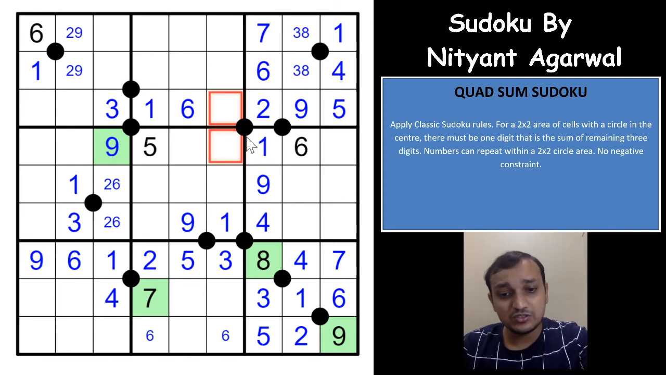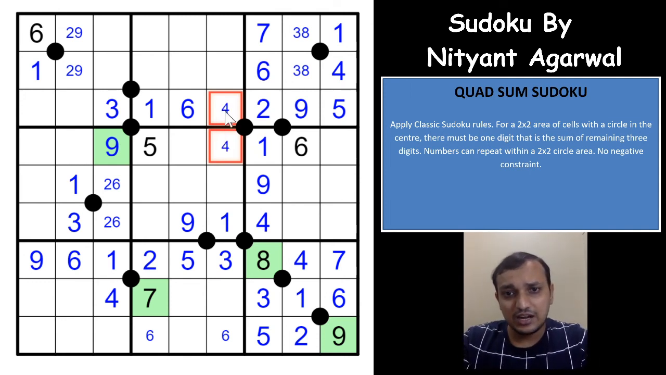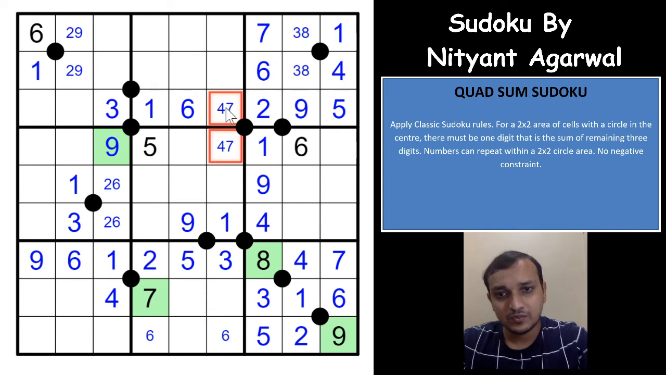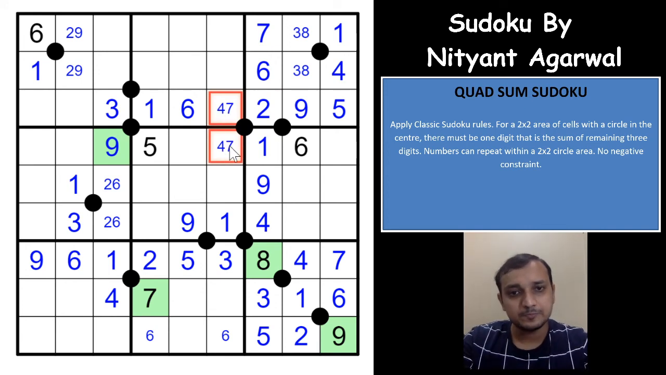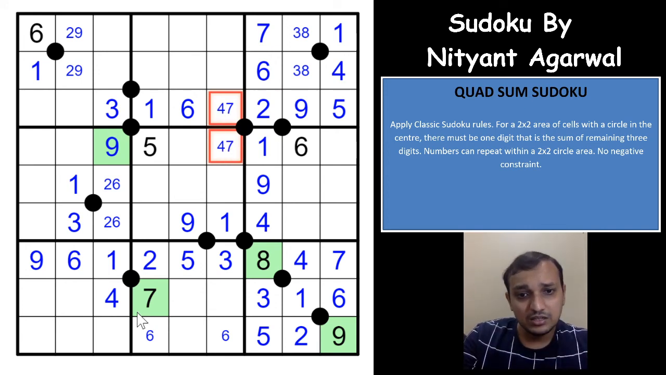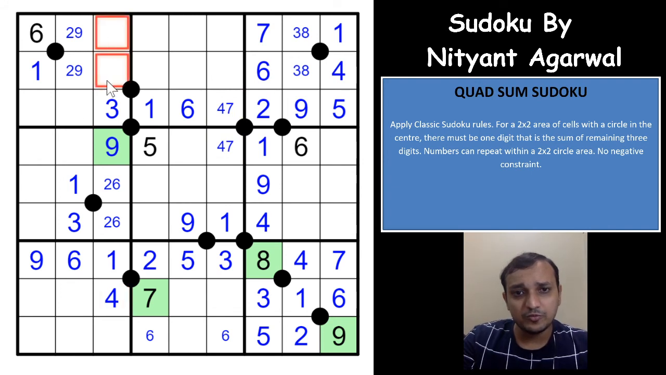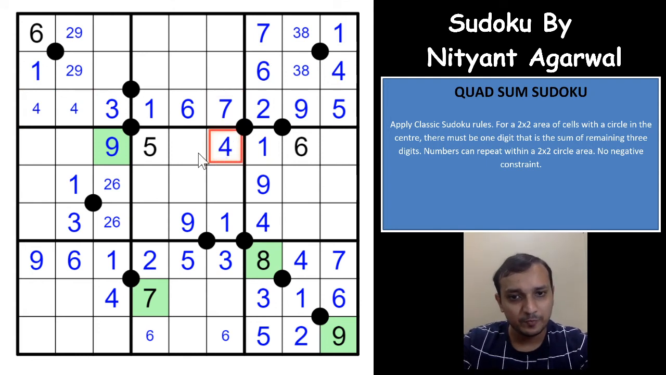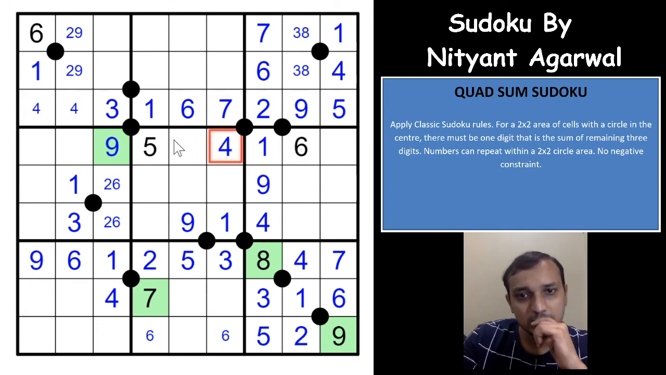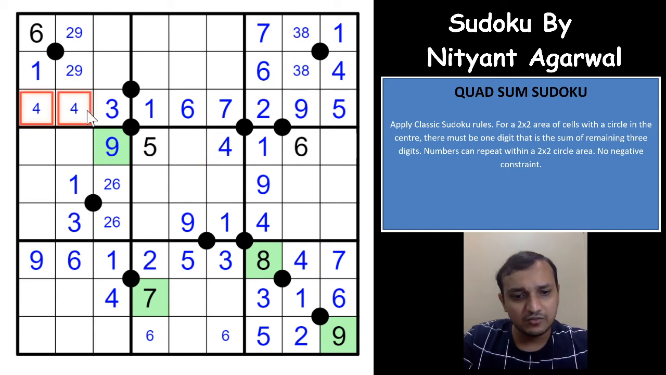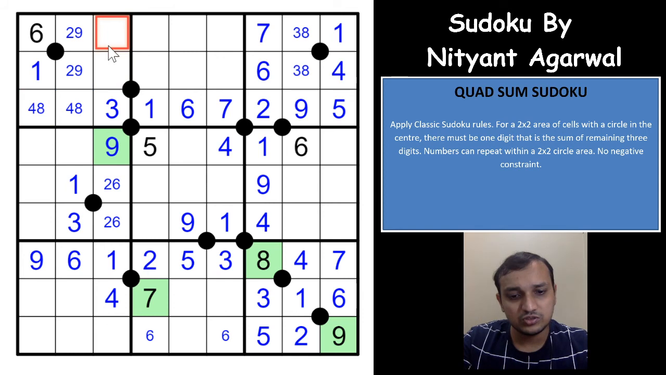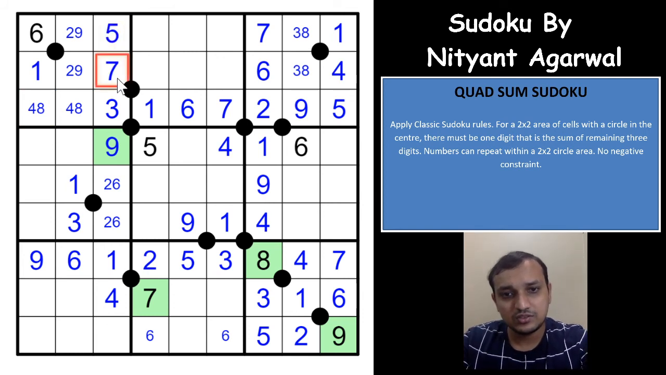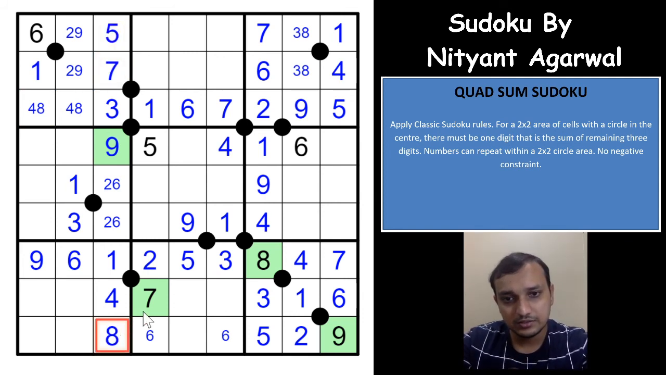Which means that the sum would have to be 7. So you have a 4-7 pair here. But because of the 4 here, you eliminate 4 from these two cells, 4 would have to be in one of these two cells. So that eliminates 4 from here, that would be 7, and this would be 4. Okay. And that gives you 8 in one of these two cells, and 5 and 7 in one of these two cells. So this is 5, that is 7, that is 8.